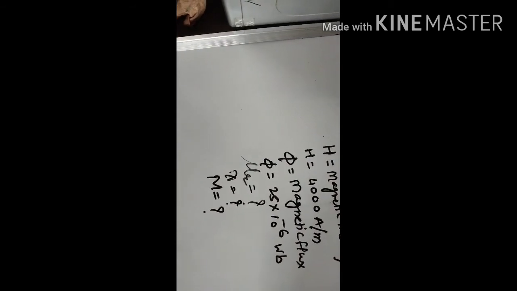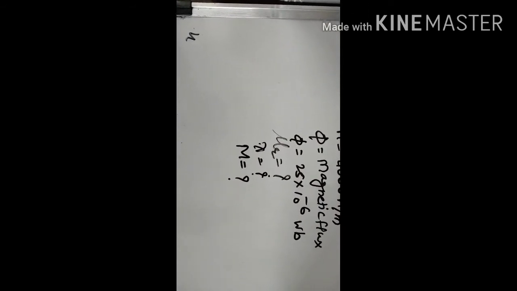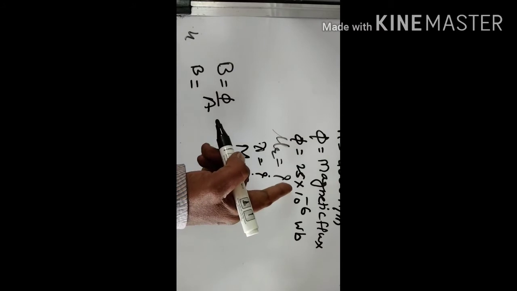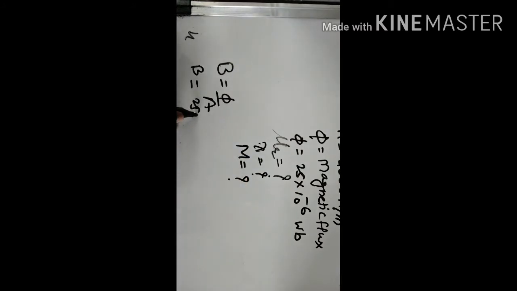First we have to calculate the magnetic induction or magnetic field. The magnetic field B is phi by A. So therefore B is equal to phi by A. Phi is given as 25 into 10 to the power minus 6. A is given as 0.25 into 10 to the power minus 4.